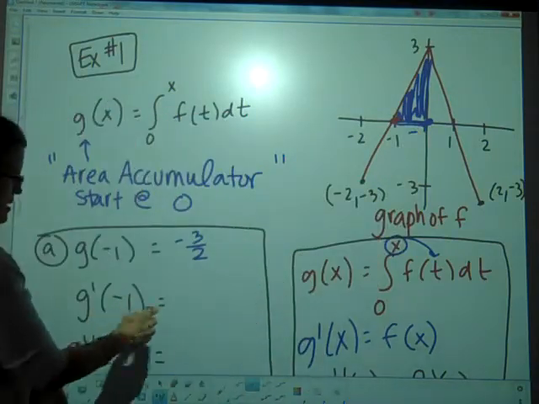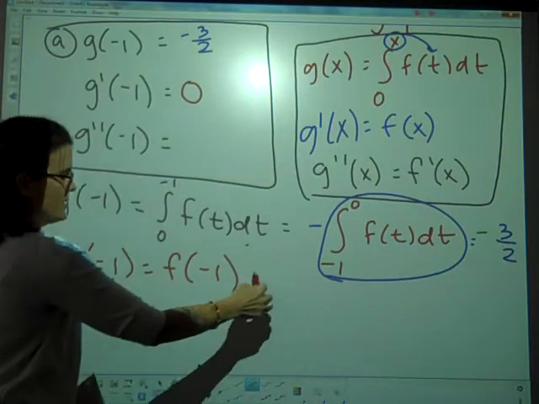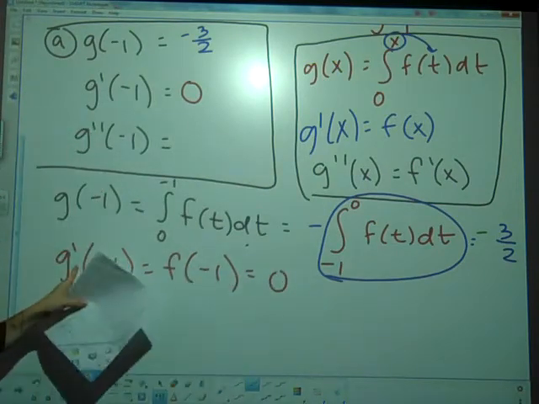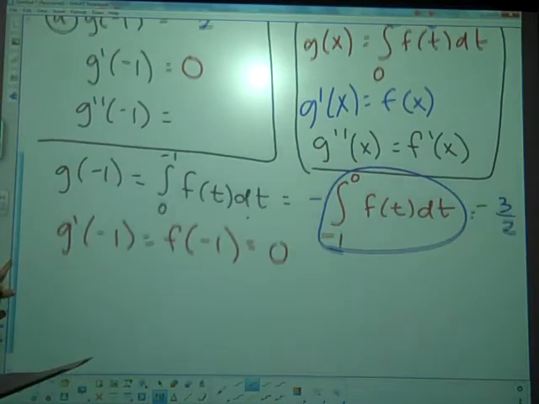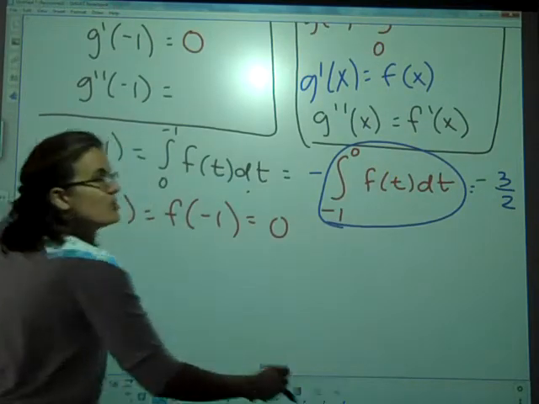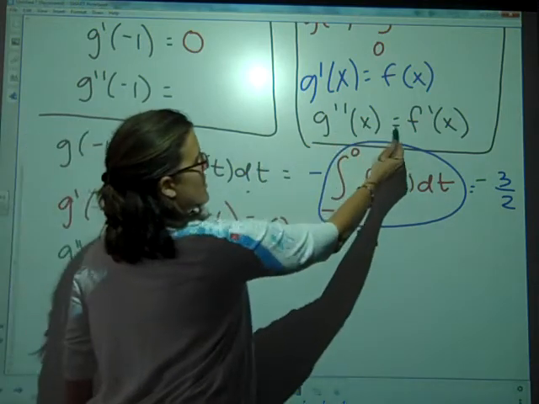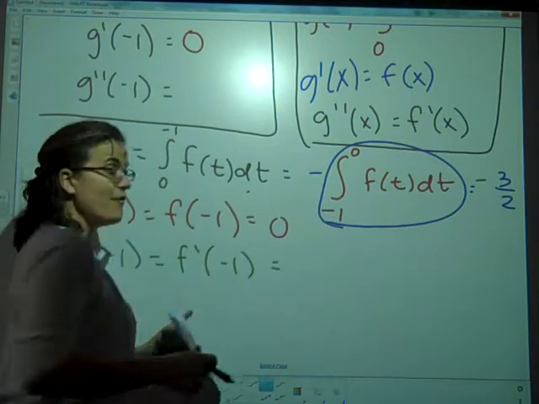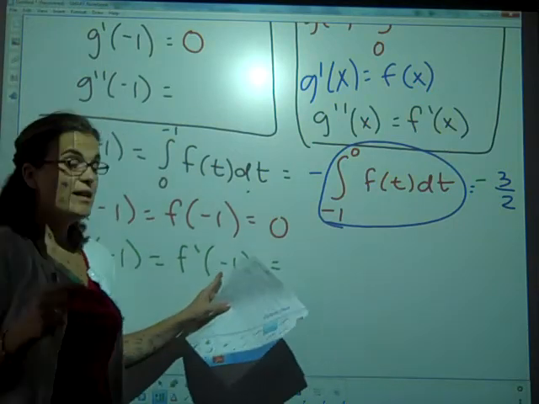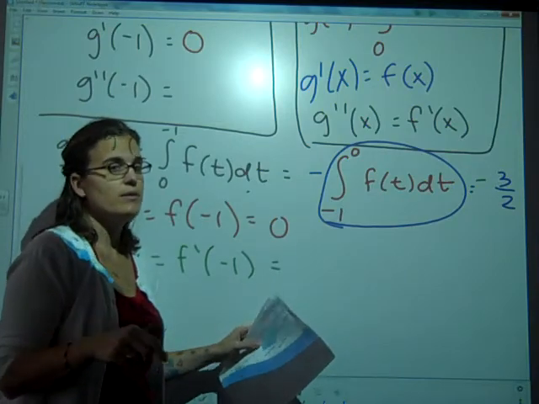So I know the output along f, if I plug in -1, gives me 0. And therefore my derivative at -1 must have also equaled 0. And then the last one here for today is that g double prime of -1 must have equaled f prime of -1. So if we think about that, f prime of -1, it's talking about the rate of change of f at -1, or the slope at -1, right?